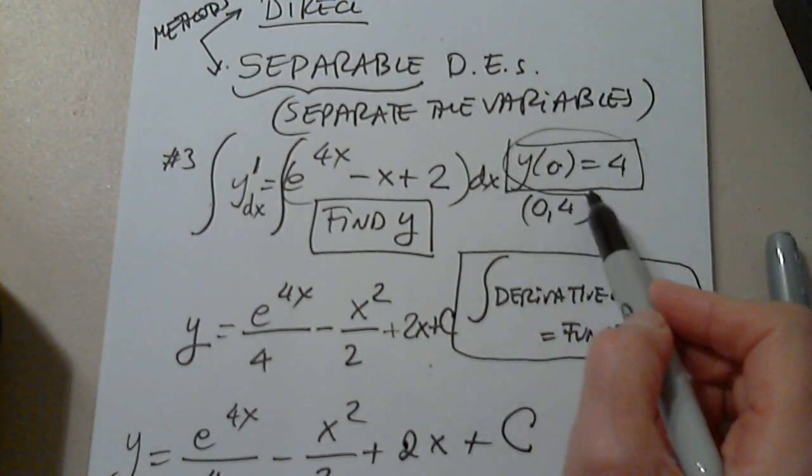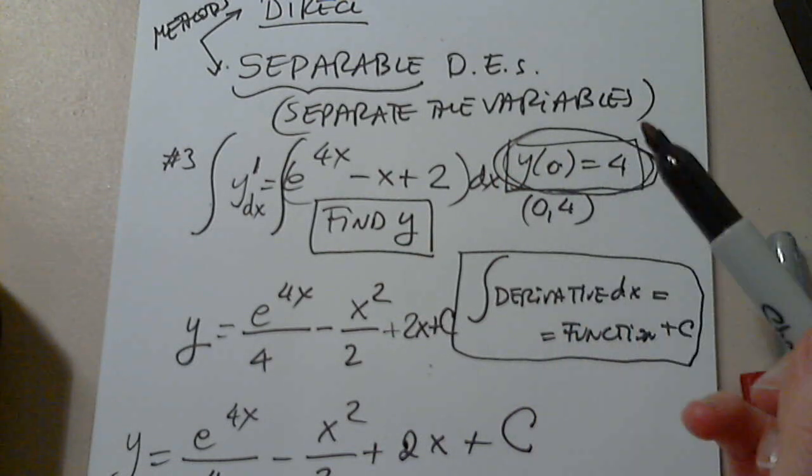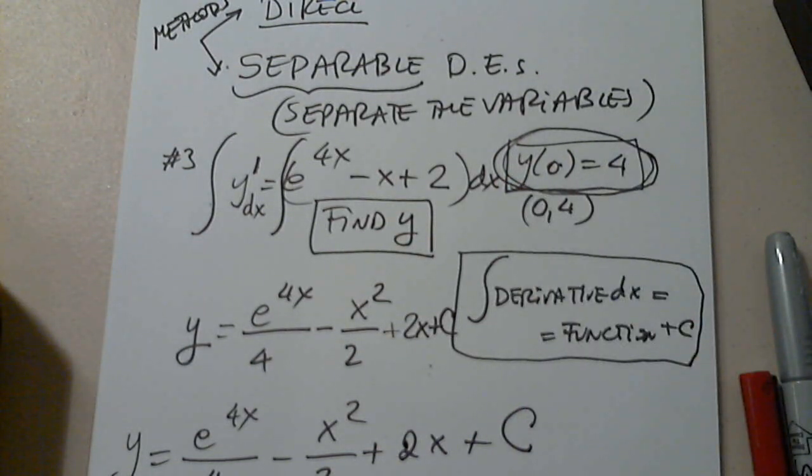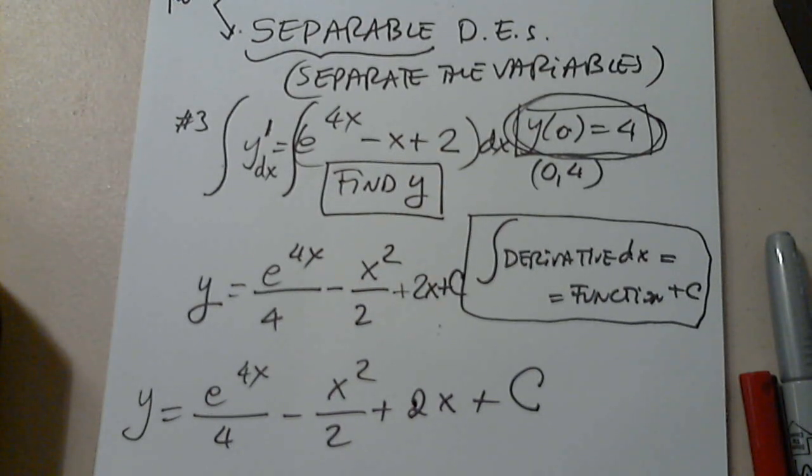I am given this piece of information, and I'm going to ask a silly question. Why do you think we're given this? What for? To plug into the function. And determine C. Exactly. So when x is 0, e to 0 is 1. 1 fourth, 0, 0. And this is 4.